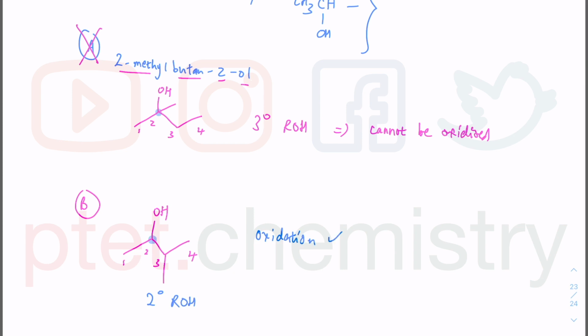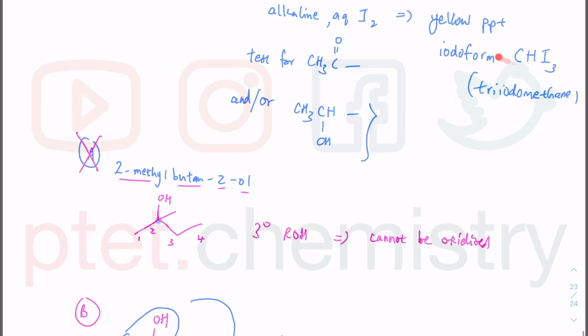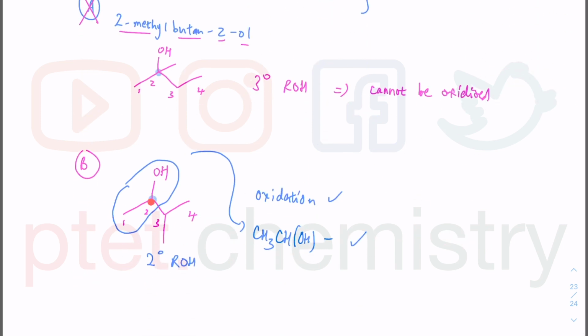It has a CH3CHOH group. Meaning it will give you the positive iodoform test, which gives the yellow precipitate of triiodomethane, or what you call iodoform. The CH3, C, and then there's the CHOH. I've already gotten my answer, which will be B.